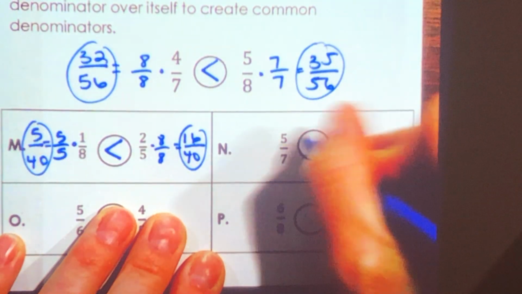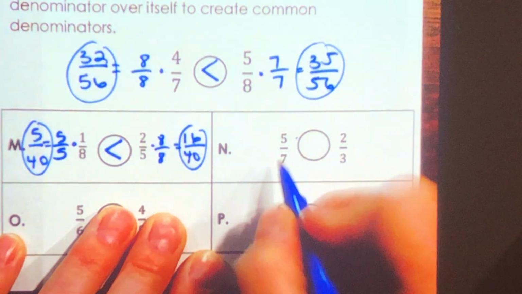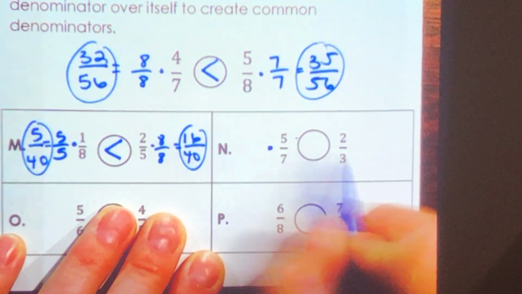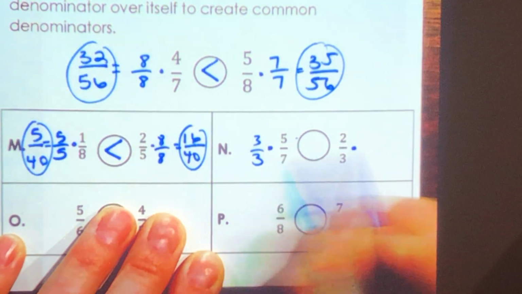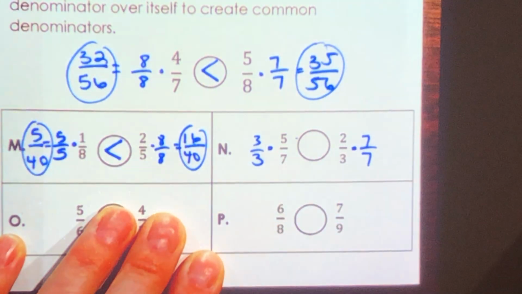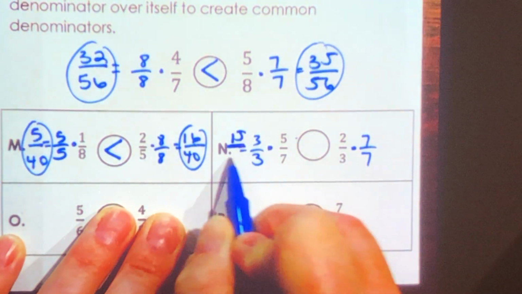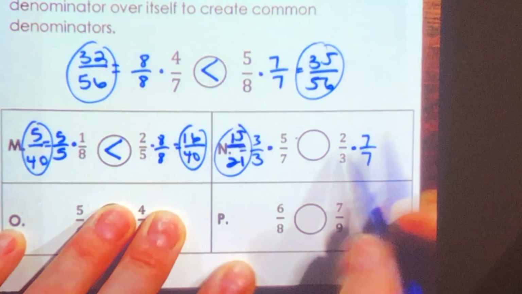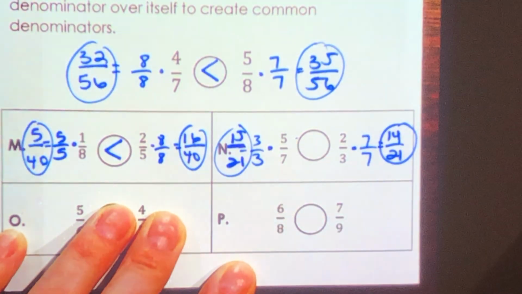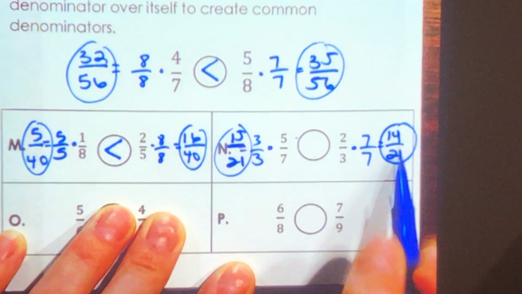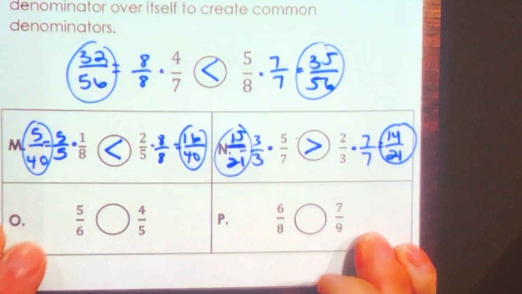Next, not the same numerator, not the same denominator. I can't multiply 3 by something to get 7. So I'm going to multiply this fraction by the opposite fraction's denominator over itself. And I'm going to multiply this fraction by the opposite fraction's denominator over itself. So this is now 15 over 21. And this is now 14 over 21. Pretty close, but 15 out of 21 is still greater than 14 out of 21 because those pieces are the same size. We're almost there.